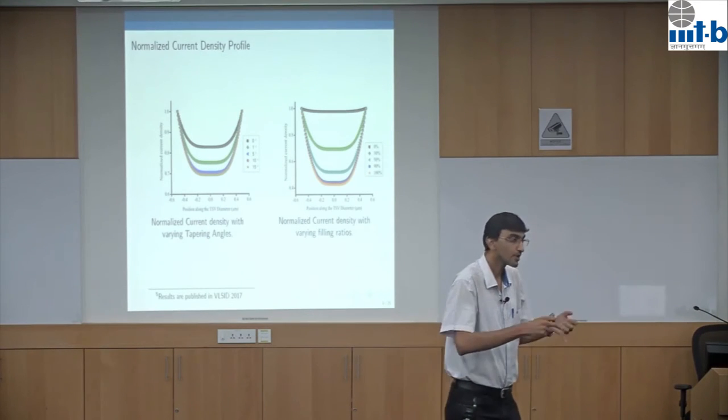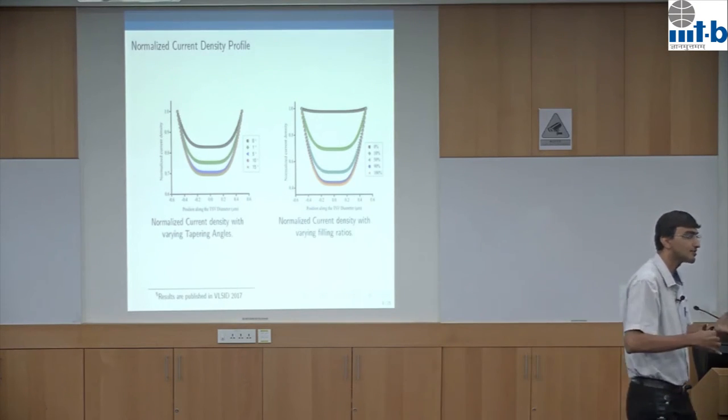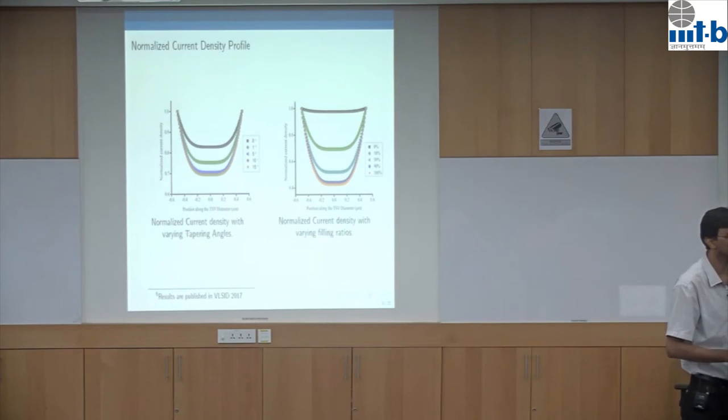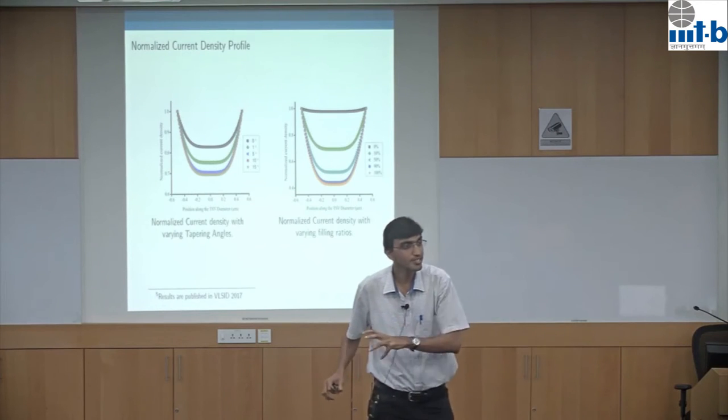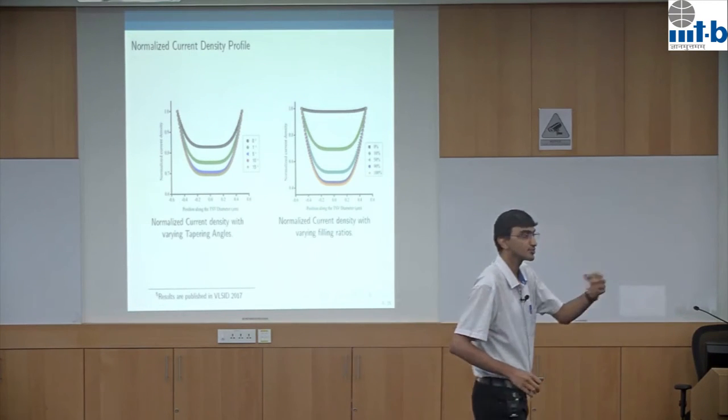So that is one thing. I want a very high current so that my delay will be reduced, so in that case you choose that. And in the other case, if I want the power to be transferred completely, then you choose more of the copper.